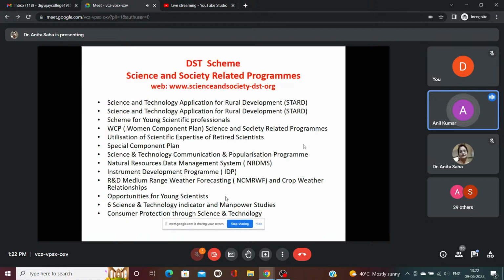Then Science and Technology Applications for Rural Development. Schemes for young scientific professionals. Women components plan, science and society related programs, utilization of scientific expertise and retired scientists. A special component plan, science and technology communication and popularization program, natural resource data management system, NRDMS, instrument development program, R&D, medium range weather forecasting and crop weather relationship, then opportunities for young scientists. Then so many other programs are being launched by the DST every year.